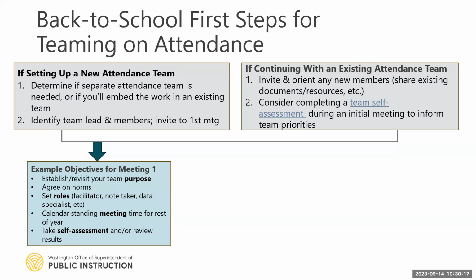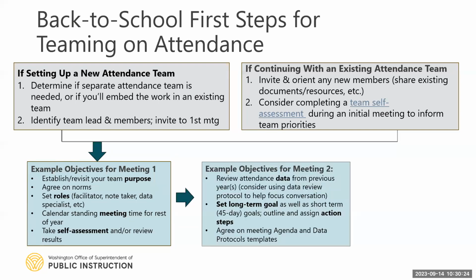Then in your second meeting, go ahead and click through to the next box. The second meeting, you can review your attendance data if you didn't already do that in the previous meeting and start looking at what are the trends, what are we seeing, what else do we need to know? And again, Shelby will be talking more about that shortly. Set a long-term goal as well as short-term goals, things that you can accomplish in 45-day cycles. Agree on what your meeting agenda template's going to look like.